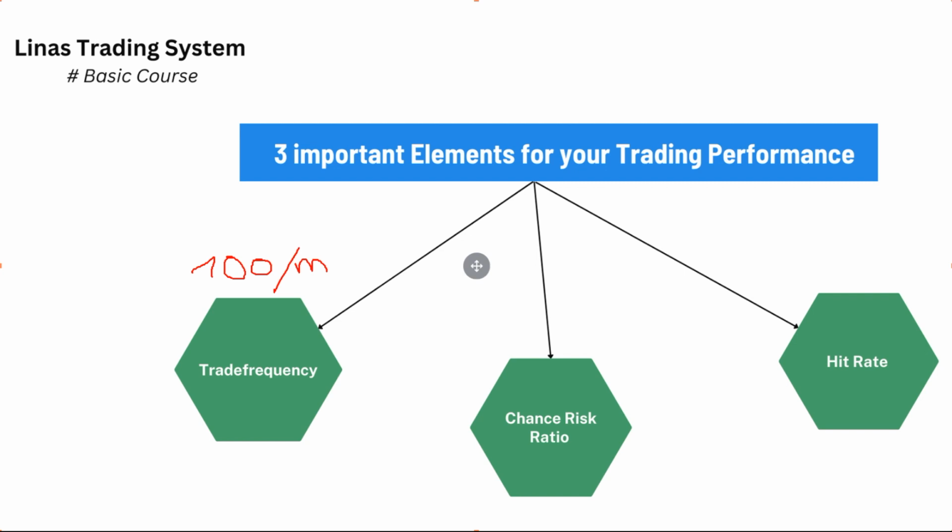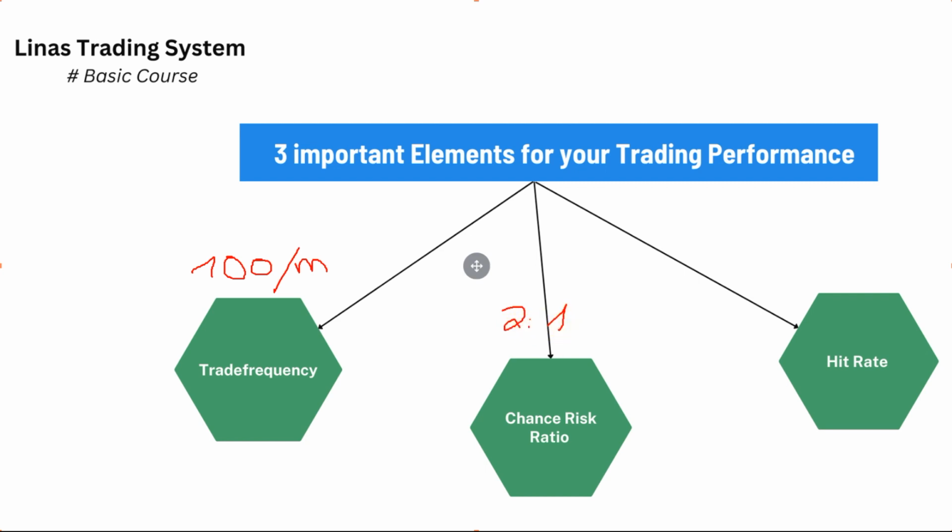So let's have a look at the chance-risk ratio. Of course, the chances must be a lot higher than the risk, otherwise you wouldn't be profitable. And of course, our goal is to have a profitable strategy. But also, you see, these are also factors to test your strategy and to see where you have to optimize a little bit. But we will come to that later on. So let's pick a chance-risk ratio of 2:1.